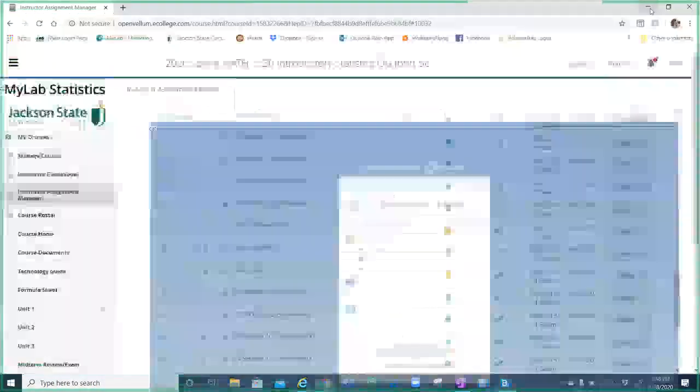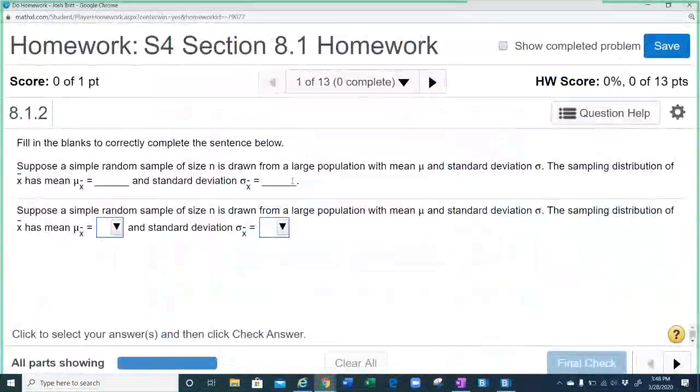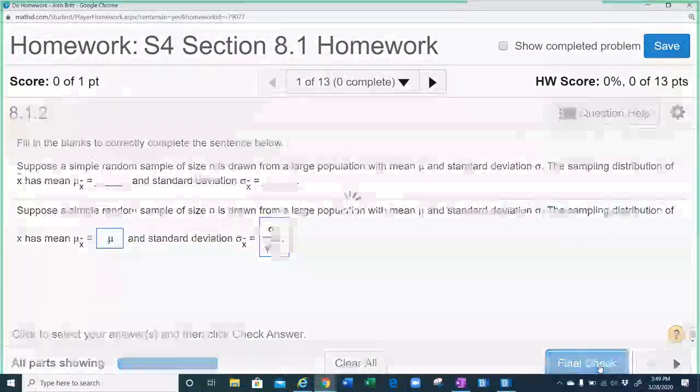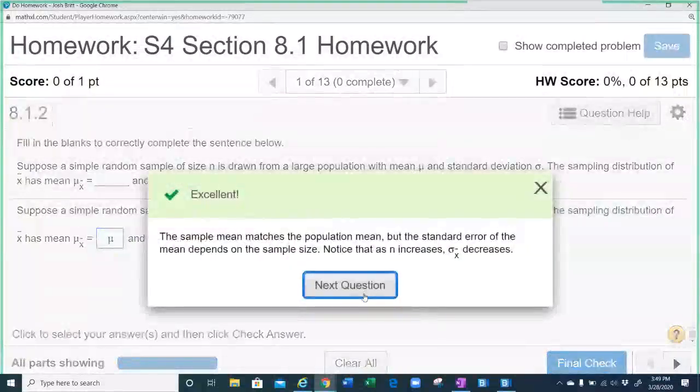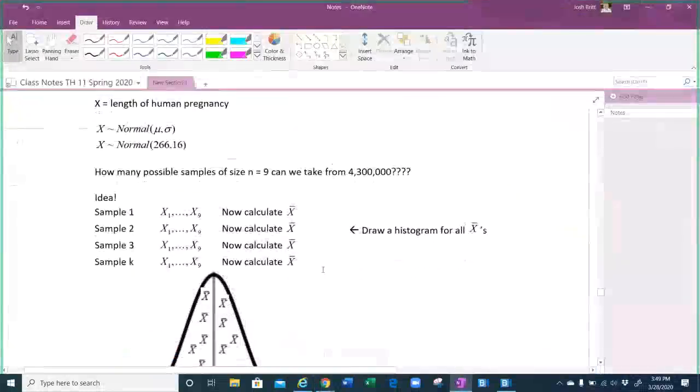All right, we're going to take a look at 8.1 homework. So the first question here deals with the sampling distribution of the sample mean x bar. And this always has a mean of mu and a standard deviation of sigma over square root n. And these formulas that I just gave you, we're going to use over and over and over again for 8.1.